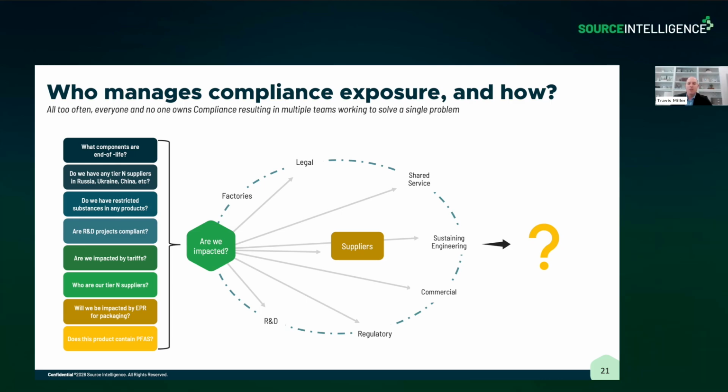Compound that by the number of teams, the factories, the legal functions, the shared services, the suppliers, the sustaining engineering organizations, the commercial business, the regulatory, the R&D, and very quickly the number of permutations that people have that are all interacting to answer different questions that are all interrelated becomes overwhelming. And the result is that no individual has all the information needed to answer the question, is this product compliant?